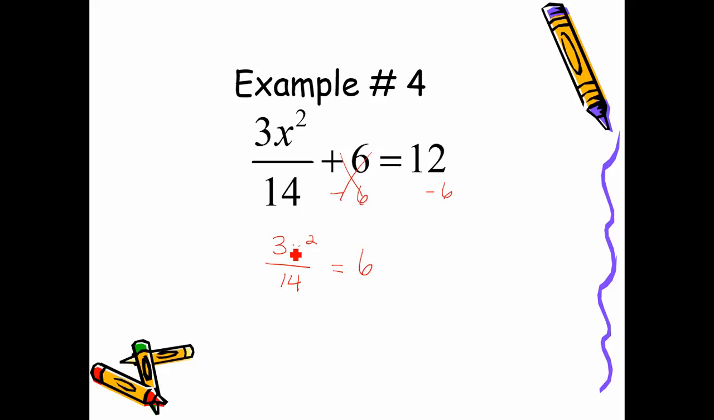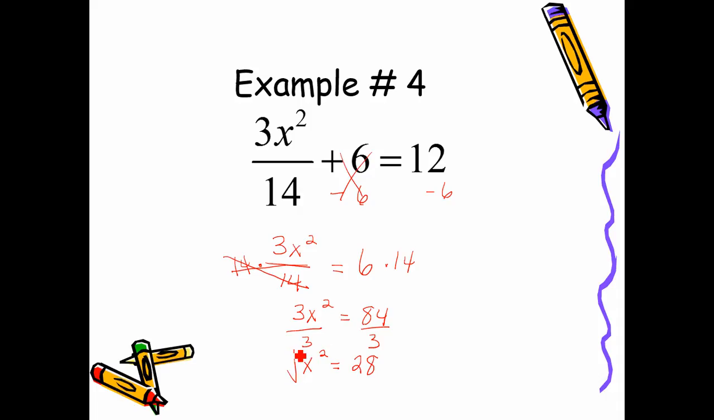So now to undo the dividing by 14 that's happening here, I would multiply both sides by 14. So I'd take 6 times 14 and I'd get 84. So I'd have 3x squared equals 84 because a multiply by 14 and a divide by 14 are inverse operations. Then I would go ahead and divide by 3 to get that x squared alone. And I'd have 84 divided by 3 is 28.